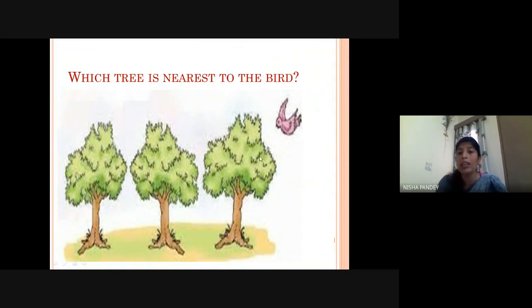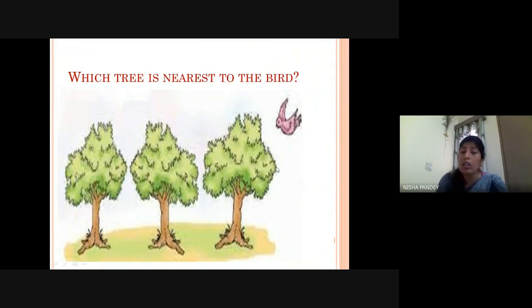So we can say this first tree from the right side is nearest to the bird, because it takes very less distance. This bird can go very easily and in very less time, because the distance is very less here. So this tree is very close to this bird. So we can see this tree is nearest.